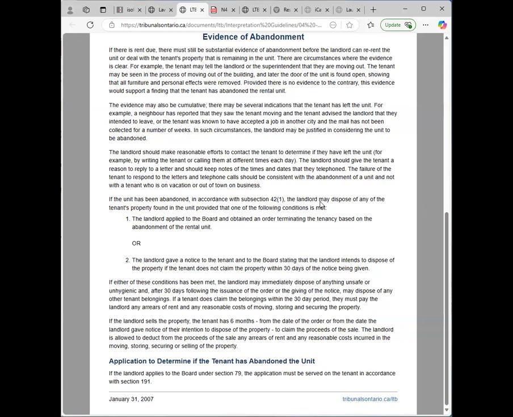So if this happens to you, you want to make sure you follow the landlord tenant board rules on abandoned property. It's very important that you do this right. If you do this wrong, it can cost you a lot of money and it's a lot of heartache and it can be really, really stressful. So make sure that you are really adhering to this.